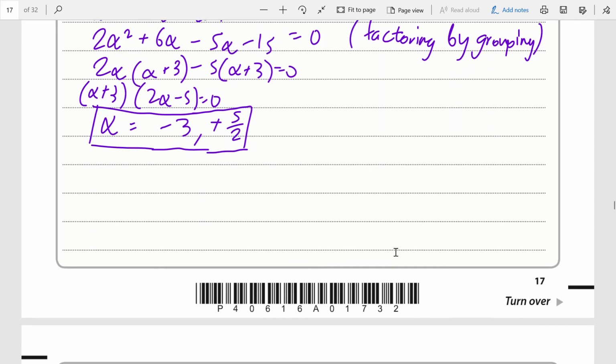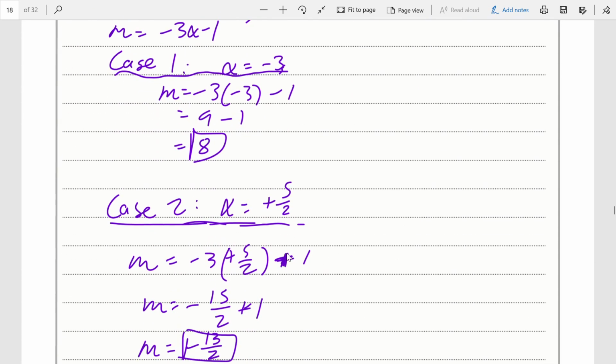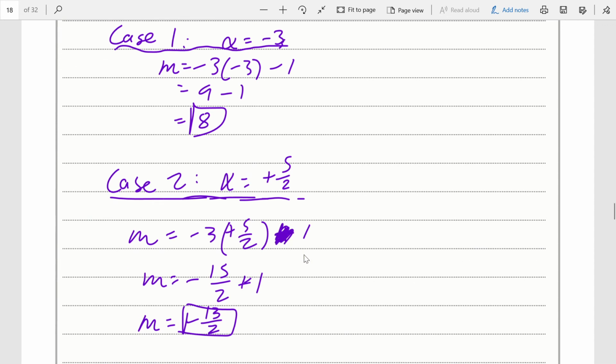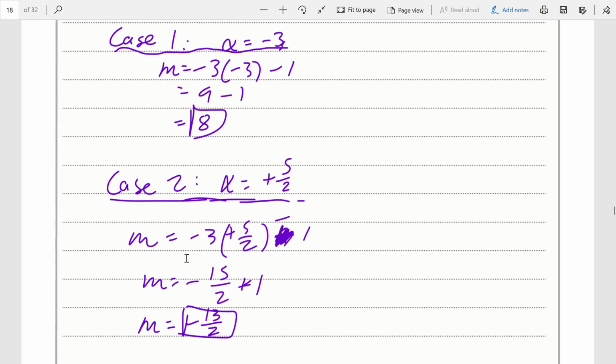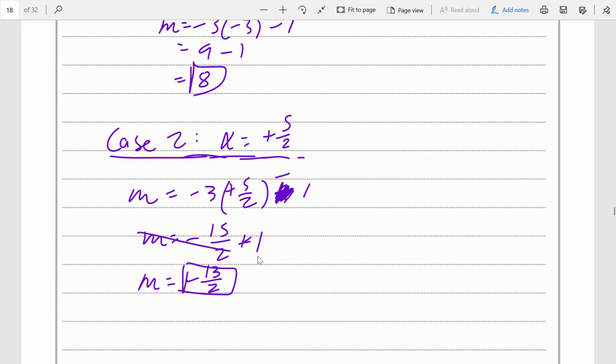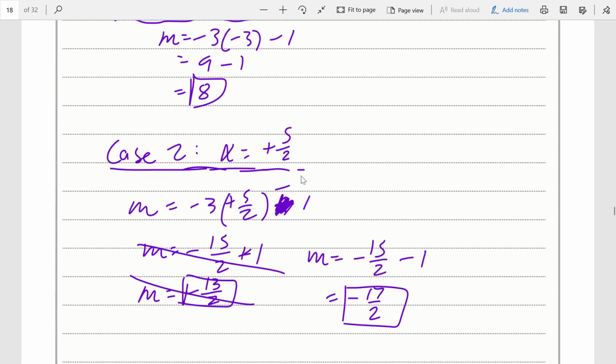Oh, yeah, I've made a mistake. So this is not a plus sign. This is not meant to be a plus sign. It's minus 3 alpha minus 1, which we did write correctly here, but this is not the case in our working down here. M is minus 15 over 2 minus 1, which is equal to minus 17 over 2. Right. Make sure you always check your work, otherwise you will find a mistake like this.